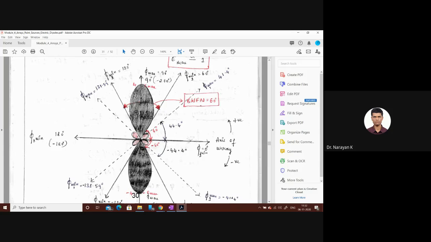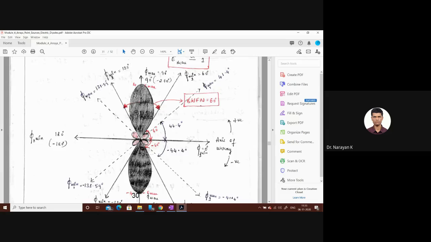Okay, what is the subsidiary maximum value? 41.4. See, listen here. There is one small mistake here. At this 60 degrees there will be no radiation, because this is your 60 degree value. So your 41.4 degree will be in between these two. You have to draw a dotted line here, and this is your subsidiary maximum.